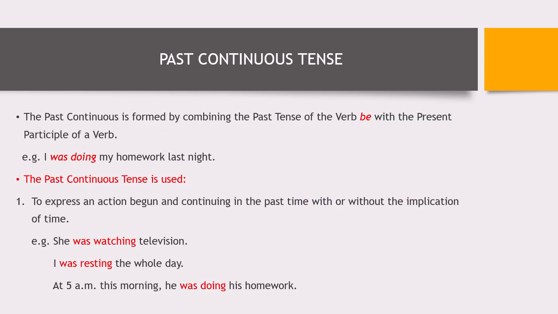Past continuous tense. The past continuous is formed by combining the past tense of the verb be with the present participle of a verb. Example: I was doing my homework last night. The past continuous tense is used, 1. To express an action begun and continuing in the past time, with or without the implication of time. For example, she was watching television. I was resting the whole day. At 5 a.m. this morning, he was doing his homework.